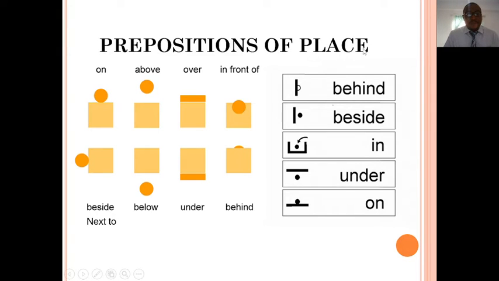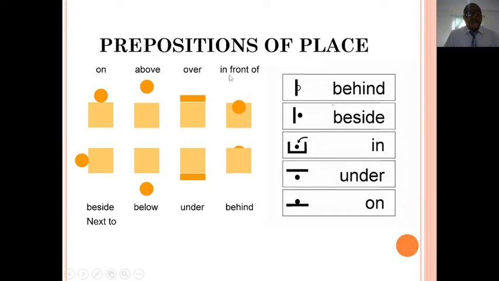Now we have different prepositions of place. Number 1 is on. Again, on. For example, if we look at this picture, the ball is on the box. Number 2 is above. Again, above. So if we look at the picture, the ball is above the box. Number 3 is over. Again, over. Now if we look at the picture, we can see that it is over the box.